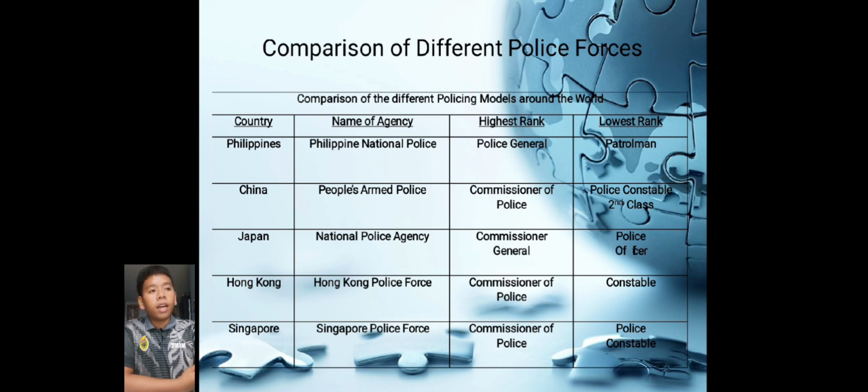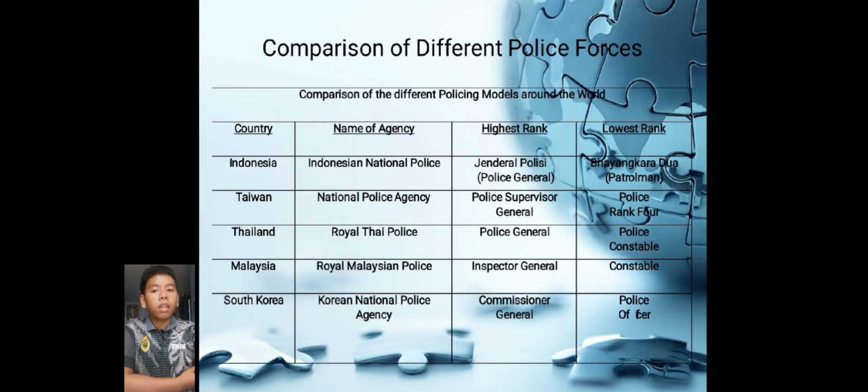And the highest rank in the Philippines is Police General, and in China it is Commissioner of Police, and Japan is Commissioner General, and Hong Kong is Commissioner of Police, and in Singapore it is Commissioner of Police. And the lowest rank is Patrolman, and China is Police Constable or second class, and in Japan it is Police Officer, and Hong Kong is Constable, and Singapore is Police Constable.